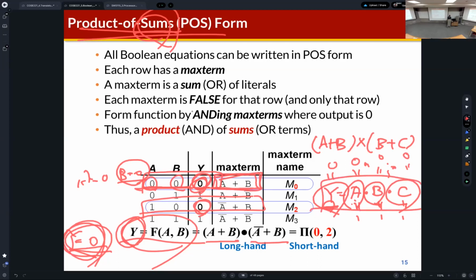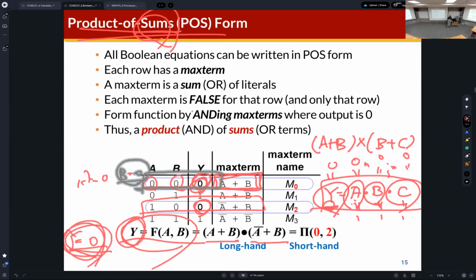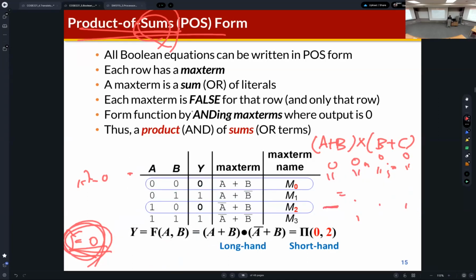So we can generate the POS form like this. Okay, so in summary, in this truth table, we can just find the rows that can make y 0 here. Then we can figure out the max term that can make y 0. Okay. Then by multiplying these max terms, we can generate POS form from this truth table. Okay. I hope everyone can understand.